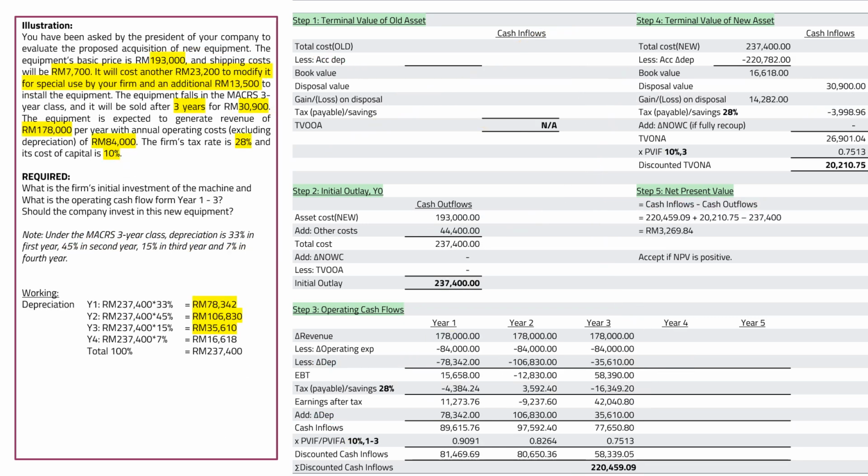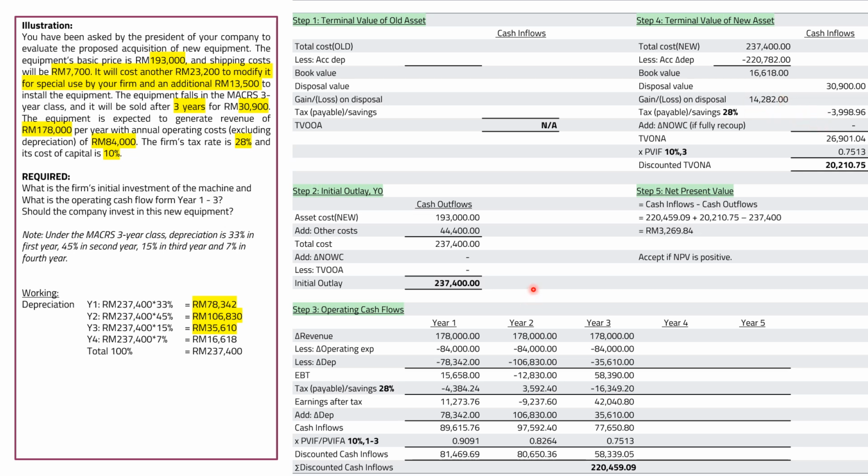Alright, how did you do? Did we get the same answer? Okay, I have 2 things I would like to share. The first is about the inverse relationship between profit and tax. See here in year 1, when EBT is positive, tax is negative. When EBT is negative, tax is positive. Likewise over here in the terminal value of new assets. Here we can see that the disposal value is greater than the book value, therefore we have a gain on disposal, and therefore we have to pay tax for it.